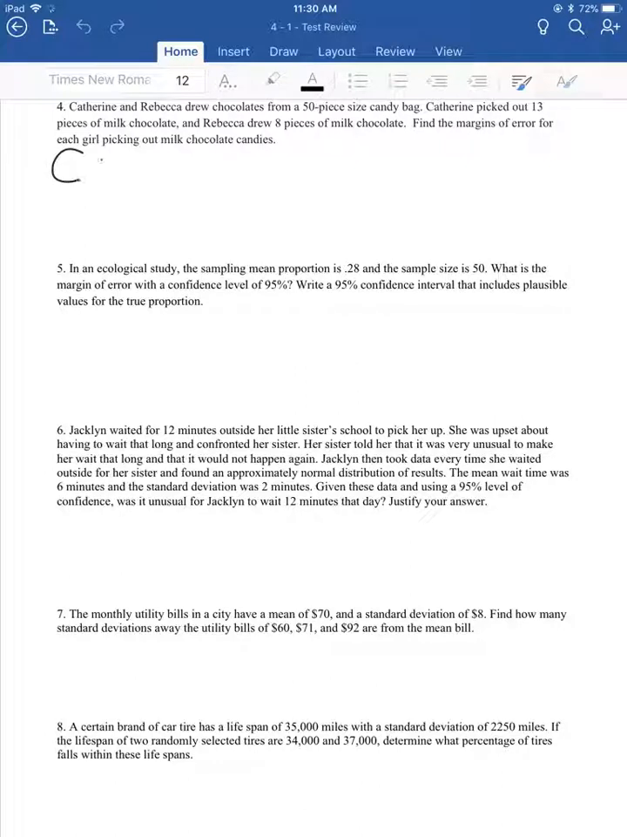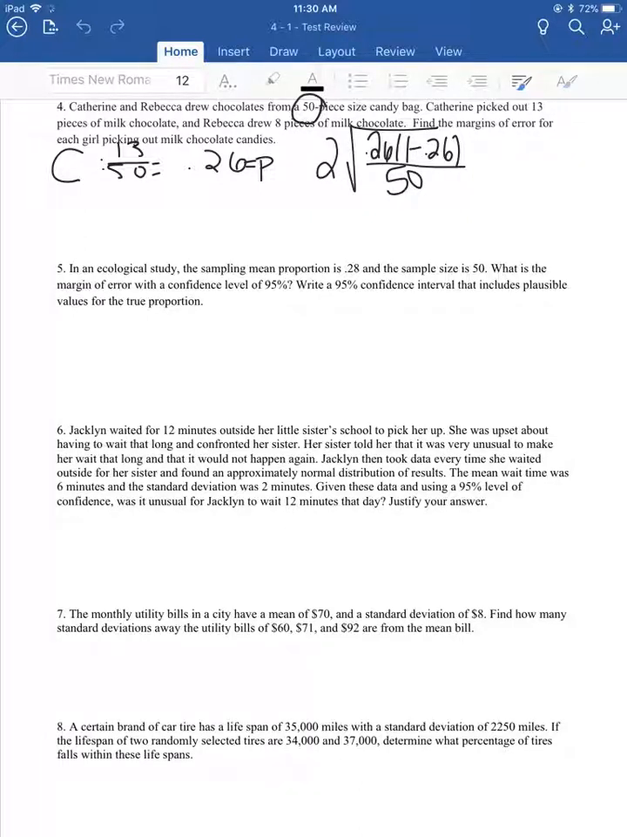So for Catherine, she had taken out 13 out of 50. That's her sample proportion. So 13 divided by 50 gives me 0.26. And this is P for Catherine. So if you remember, margin of error is 2 times the square root of P times 1 minus P divided by N. N, because you have 50 pieces of candy, N is 50.